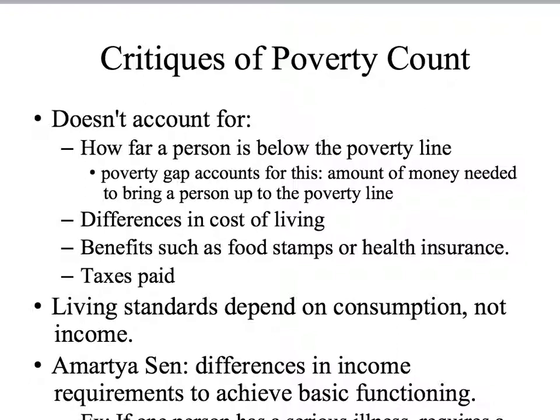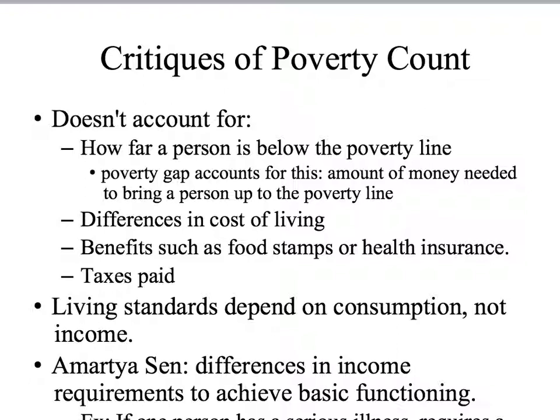The other thing is that it doesn't account for differences in the cost of living. Imagine the difference of living with a family of four with $21,000 in New York City versus living in rural Kansas. You can buy a house for $20,000 in parts of Kansas, and the rent is extremely low as well. So there's huge differences in the cost of living, and it doesn't account for that. So we're going to be overestimating poverty counts for some areas, but vastly underestimating the poverty count for other areas.